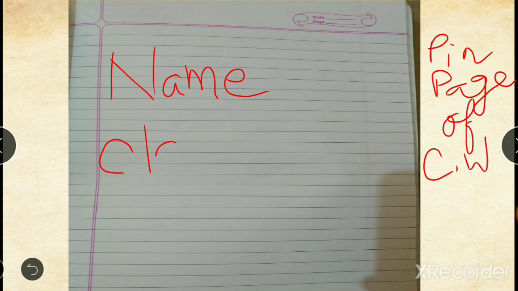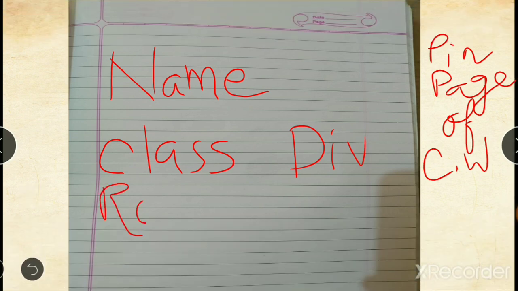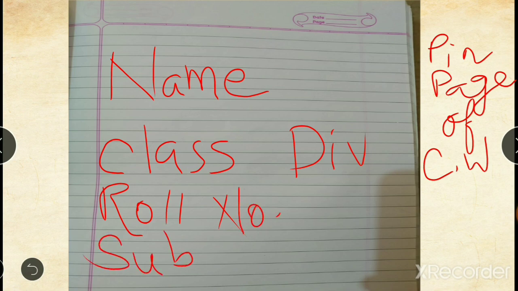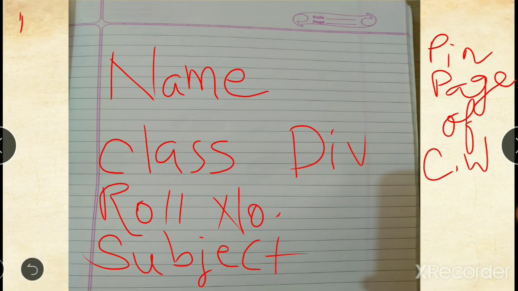Then you're going to write your roll number, subject. On the first page your information should be there. Again I'm saying, on the first page, your introduction, it means your name, your class, your division, your roll number, subject. Clear?